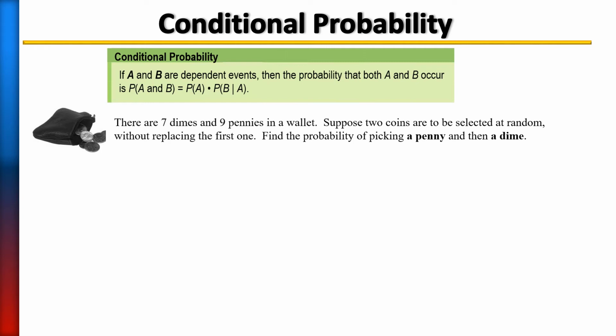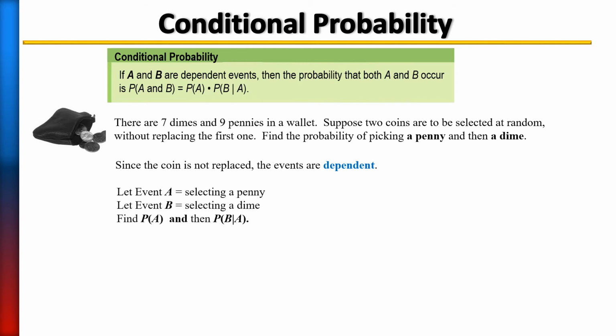Well, there was a key word in the sentence, and that key word was "without replacing the first one," which means we took a coin out in the first event. However, we did not put it back, so that means when we go in for event B, we're going to have 1 less coin in there, so our outcome is going to be affected. That number is going to be different because it's 1 less. So this is an example of what we call dependent events.